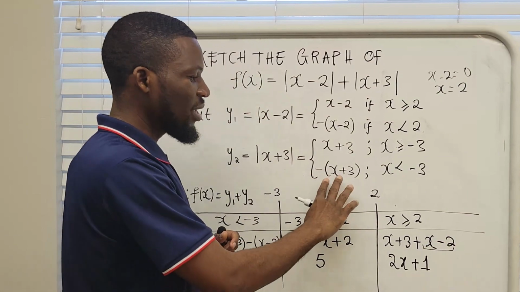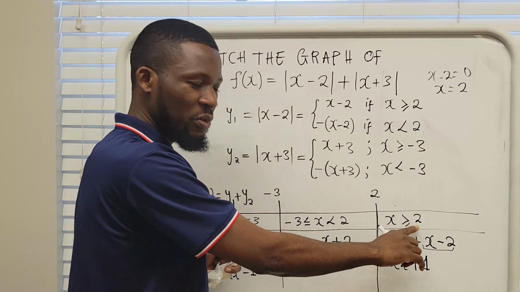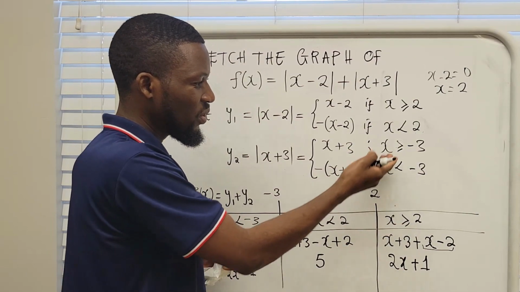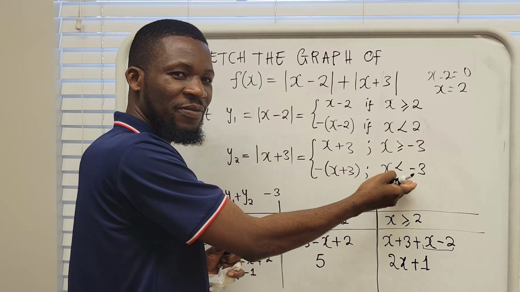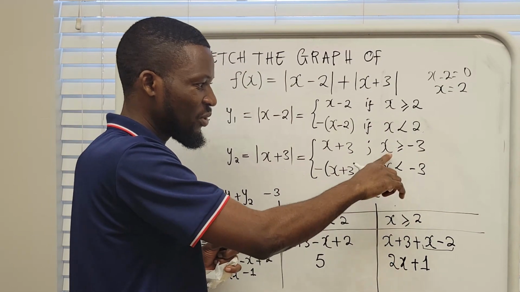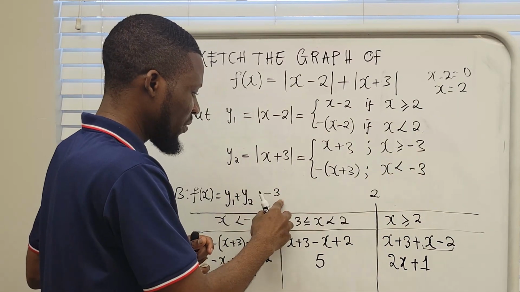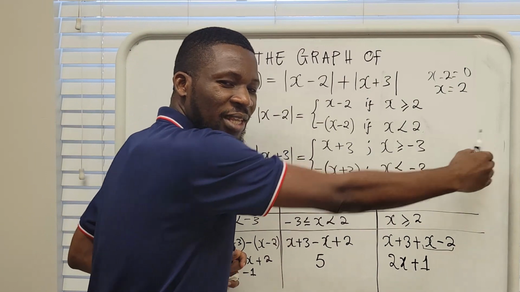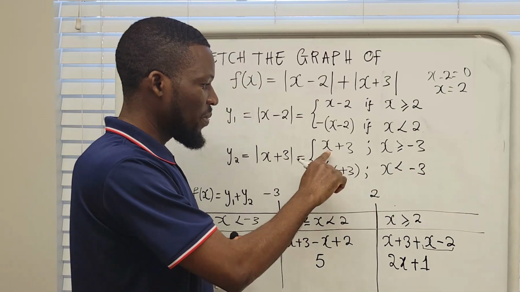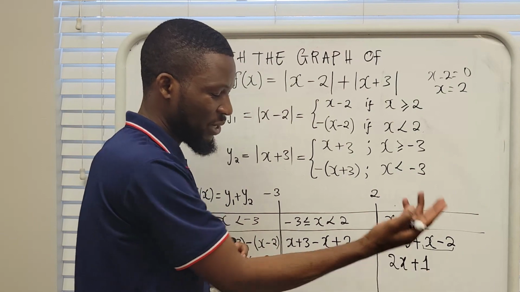Now, in the second part, we are saying that x is greater than or equal to 2. So which of these intervals will give values that are greater than 2? Absolutely, it will be the first one, because x is greater than negative 3. So you're moving from negative 3 to this other end. I will pick the first one, which is x plus 3. And when you sum them, you get 2x plus 1.